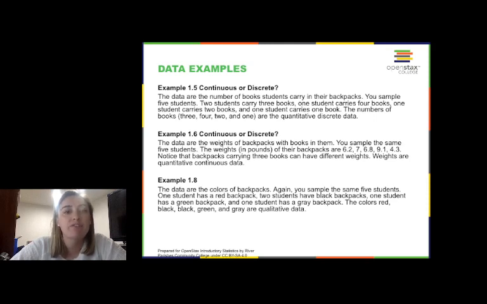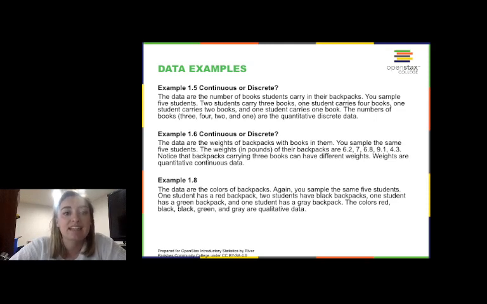So example 1.5 is continuous or discrete data. Now it gives you the answer in the last sentence, hint, hint. The data are the number of books students carry in their backpacks. Remember, if it's asking you to count something, we are typically talking about discrete data sets. These are quantitative discrete data. We can count the number of books that someone carries.